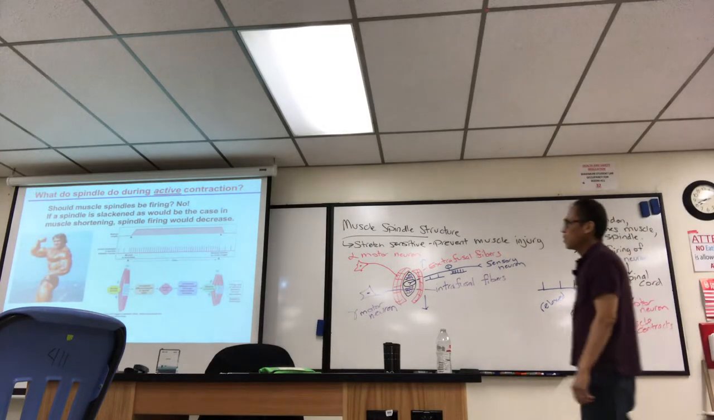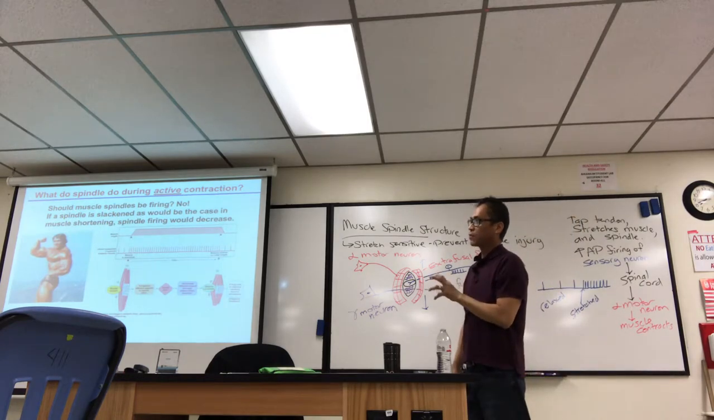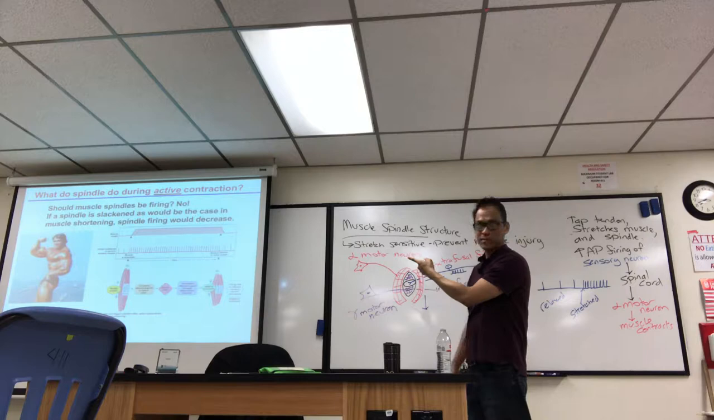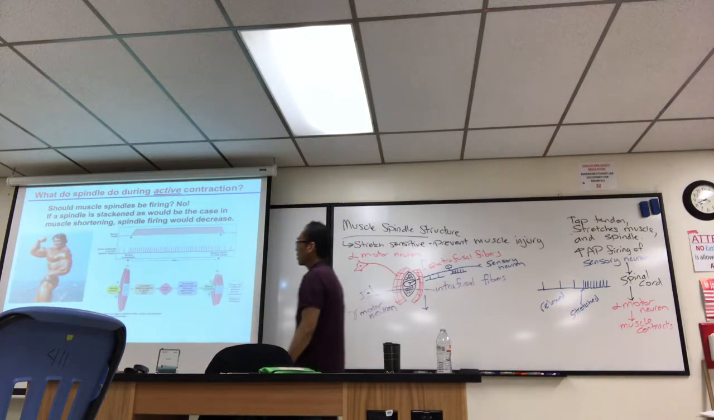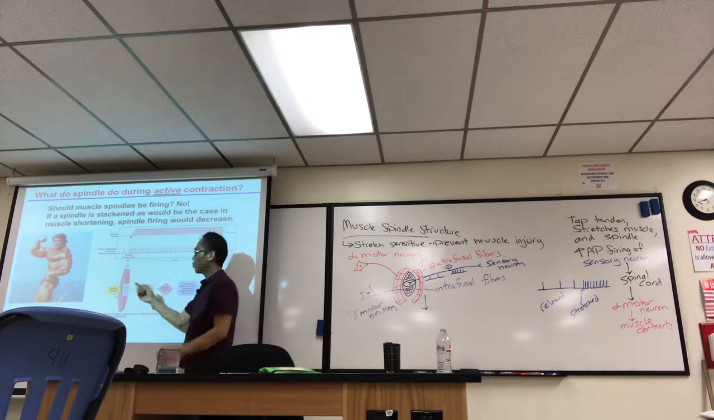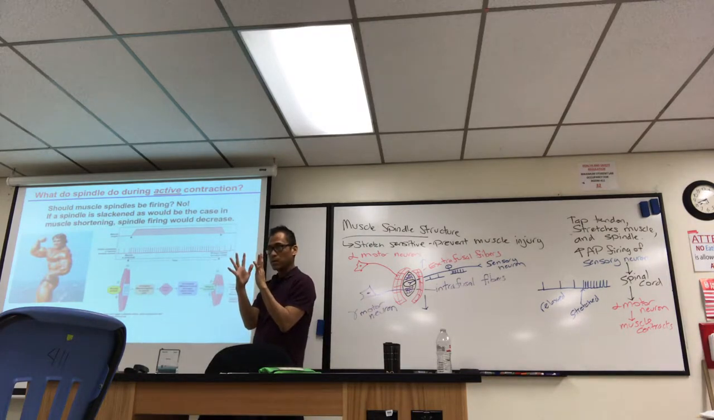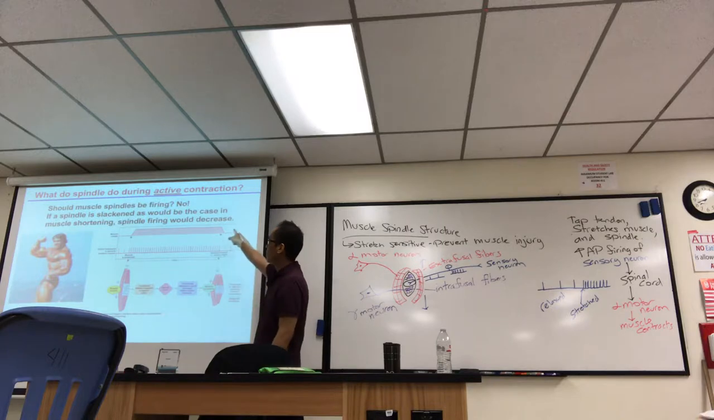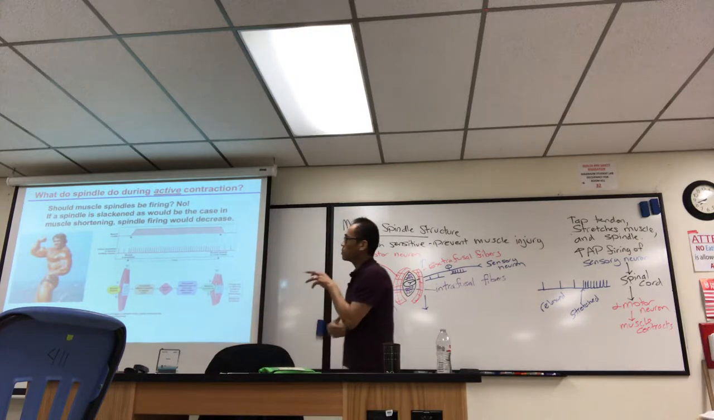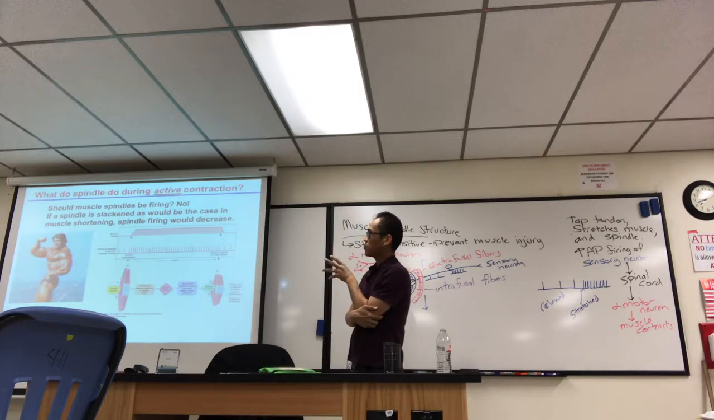The question becomes, what happens when you actually forcefully contract your muscles, like that guy flexing his muscles, okay? Because these things are stress sensitive, when you really shorten the muscle, the spindles are gonna shorten with it. The thing about it is, when they shorten, let me read you a question here. Should muscle spindles be firing during active contraction? So I ask a question and then I answer it, okay? Because I want to make sure you're with me here. What do muscle spindles do during active contraction? Should muscle spindles be firing? No. Now, why is that the correct answer?